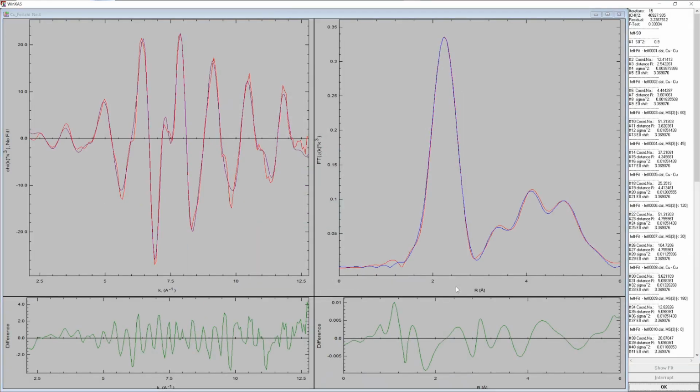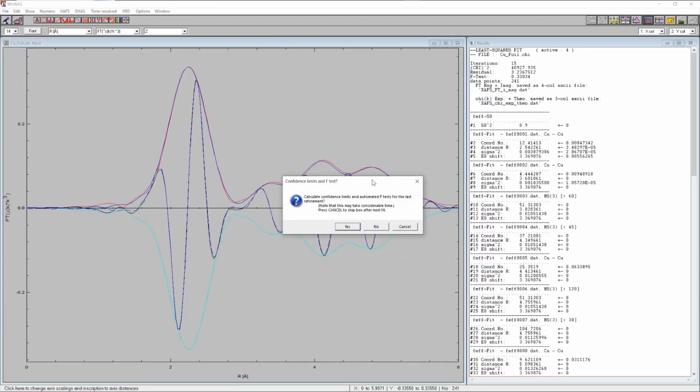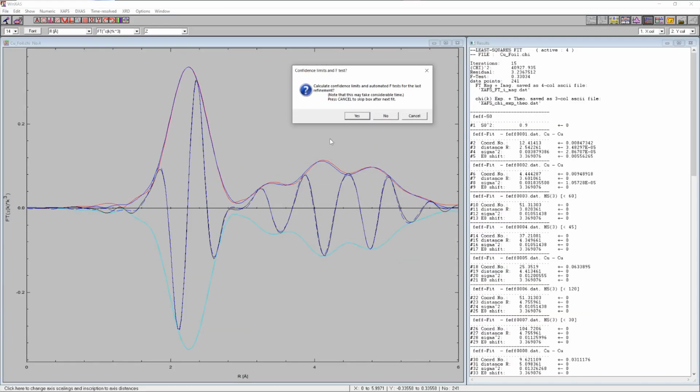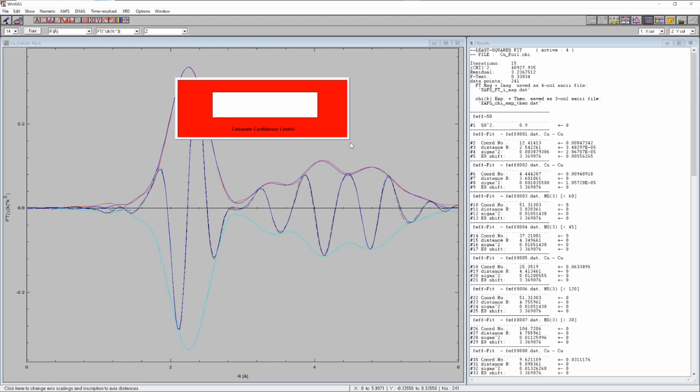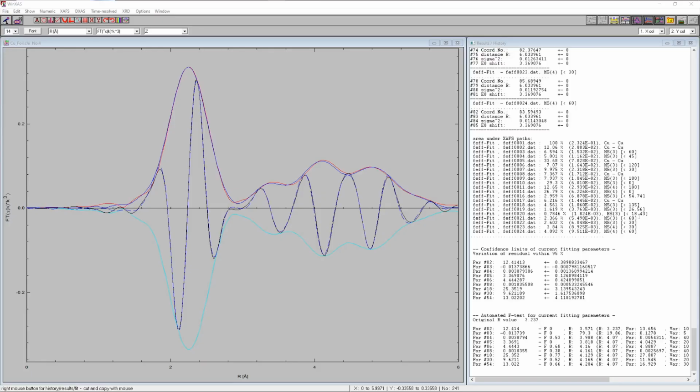So again, we get a reasonably good agreement between experiment and theory here now in the amplitude, and of course also in the imaginary part. And again, I'm going to calculate the confidence limits and F-test, and I'll be back once those calculations are done. So again, the calculation is done, and we obtain confidence limits and the F-test parameters.